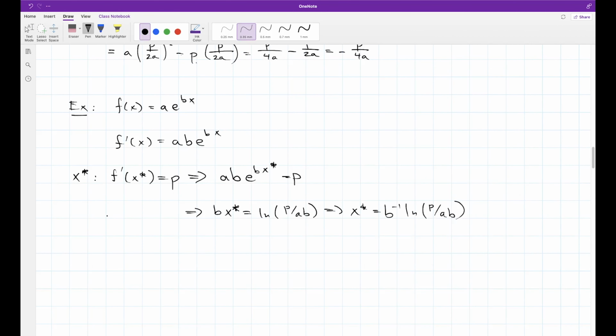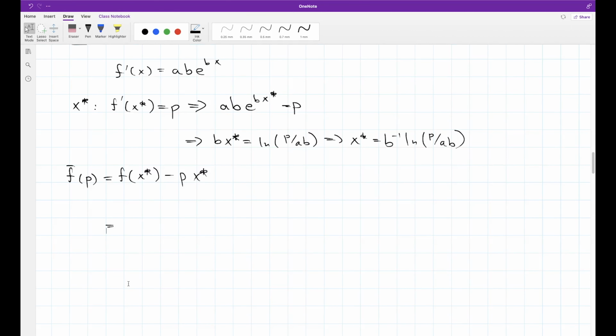Okay. Now to find f bar of p, we need to stick back in our value of x star that we just found. So it's f of x star minus p x star. Well, f of x star is going to be a e to the b times b inverse log of p over ab. And then our minus p x star will be minus p, and let's say minus p over b, log of p over ab.